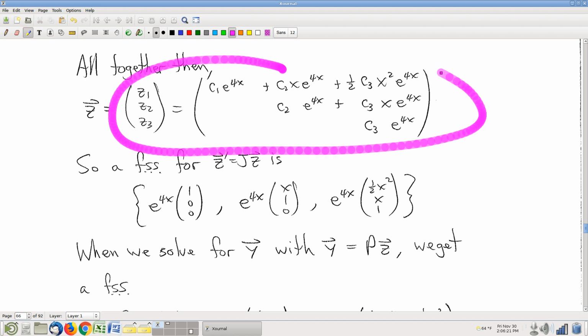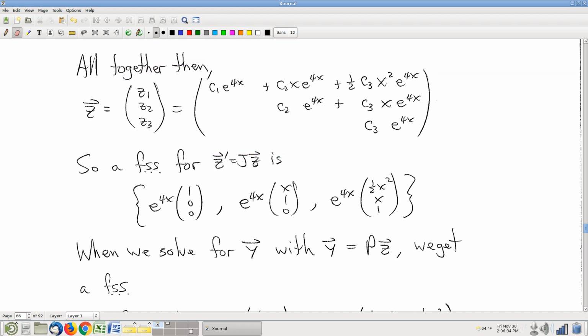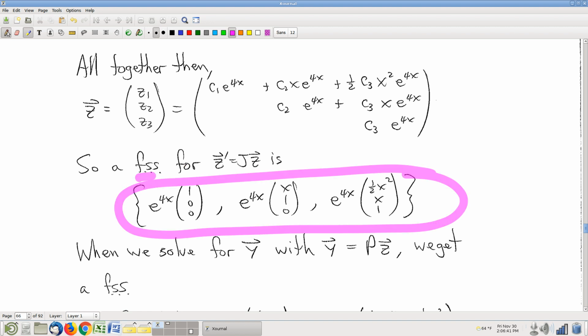Here's the results of the algebra on the previous page. We found Z3. From that we found Z2. From that we found Z1. Right? Altogether, this is our Z vector. You can write then the corresponding fundamental set of solutions by breaking up this general solution into a linear combination of individual solutions, don't forget that half there, so we get our fundamental set. Everybody see what I did there? It's the same move that we did last time. So that's our fundamental set of solutions for the Z's.